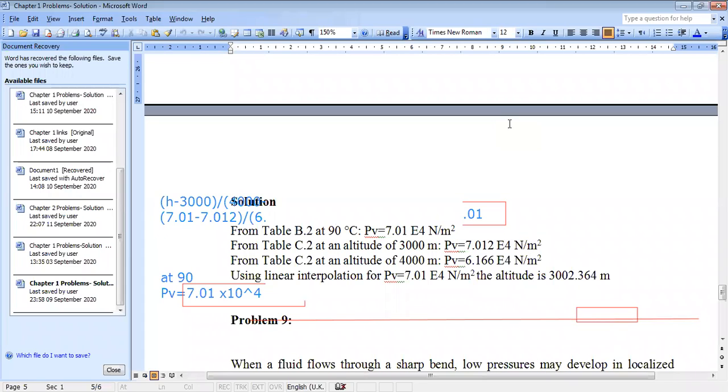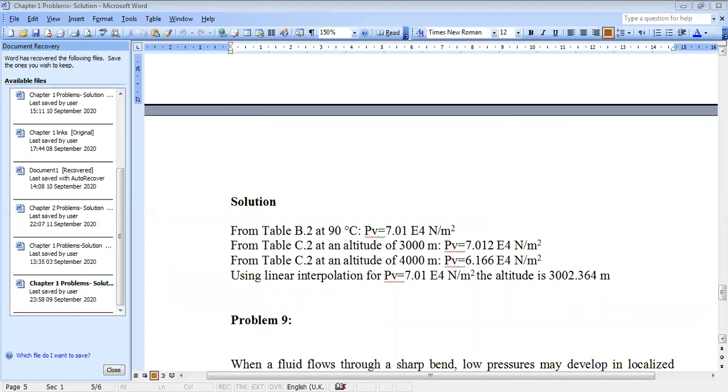Nobody told me it's linear, but it's an approximation. Okay, in general with tables we do linear approximation. It's an assumption.